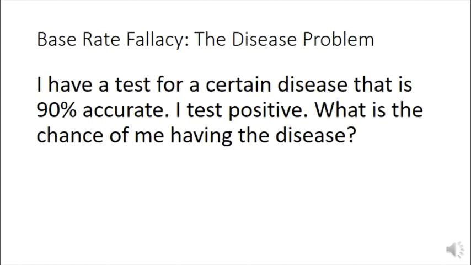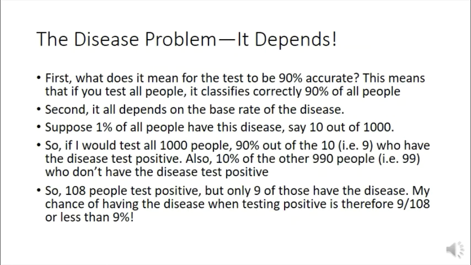Our next fallacy is the base rate fallacy. And to consider the base rate fallacy, let's consider the disease problem. And this might be a little too on the nose for right now, but suppose we have a test for a disease that is 90% accurate and someone tests positive. What is the chance of me having the disease? Take a minute and think about what you think the chances are. And the answer is it depends.